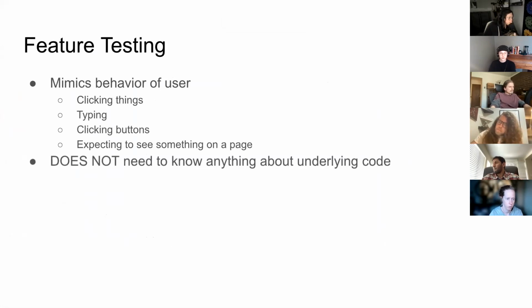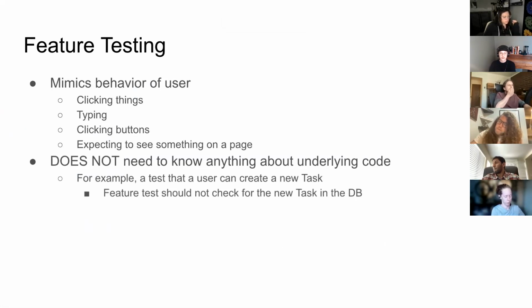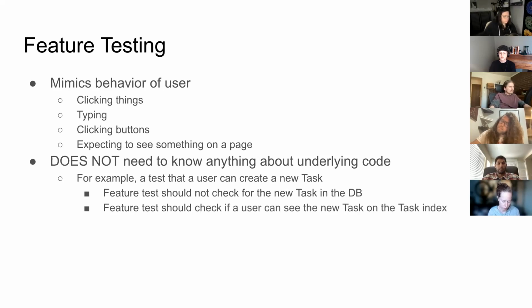The key thing to remember about feature tests is that they do not need to know anything about the underlying code. Anything that the user would not know about, your feature test doesn't know about. So a test that a user can create a new task should not check the DB for a new task to be created. It could check to see that a user sees the new task on the task index page after they fill out the form. That's an important distinction: a feature test does not need to know what's going on in the database or any of that underlying stuff. It would be testing things as a user experiences them.